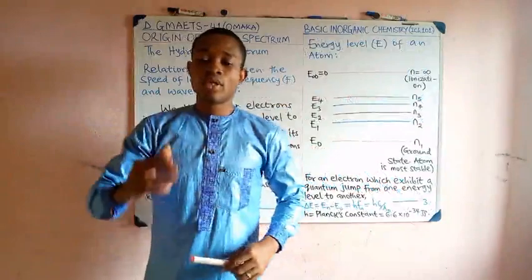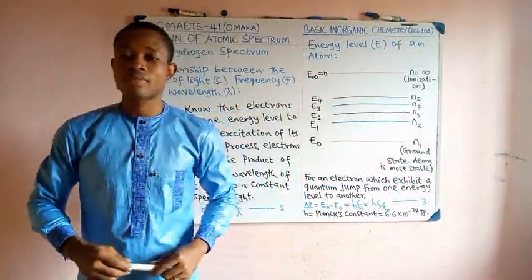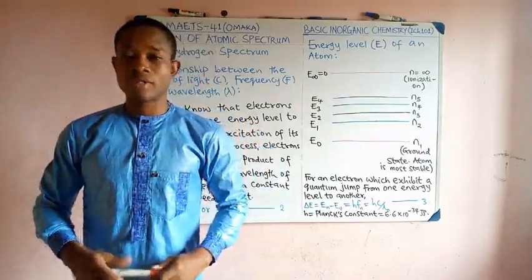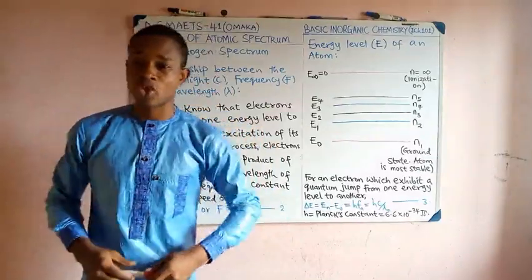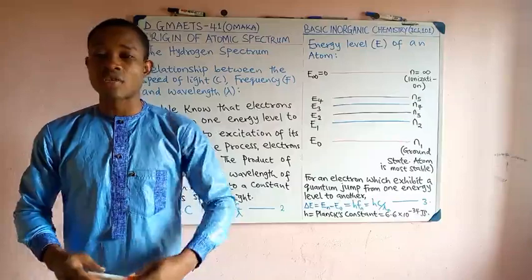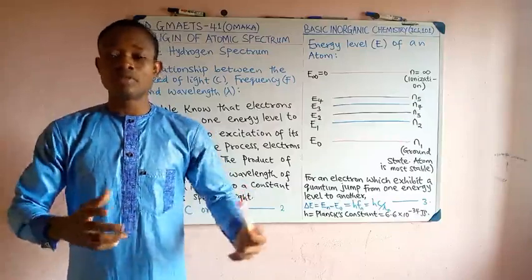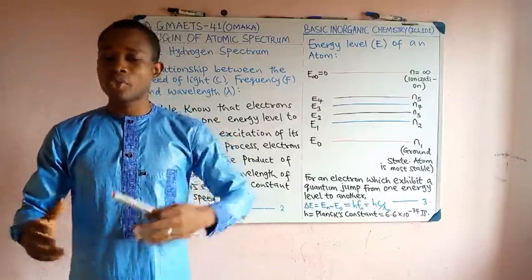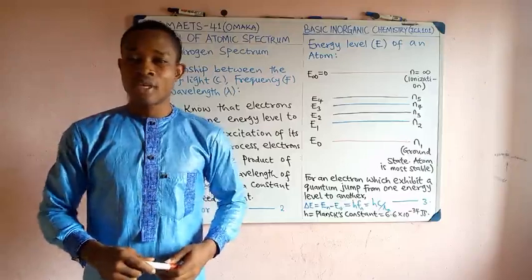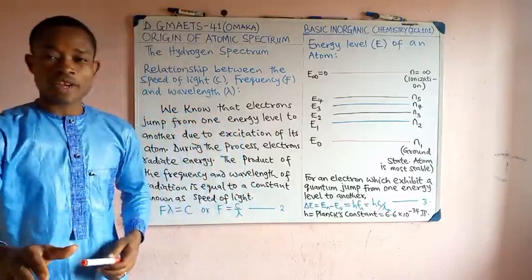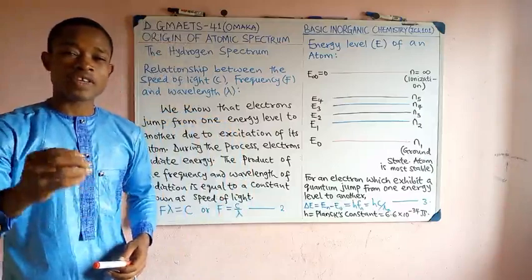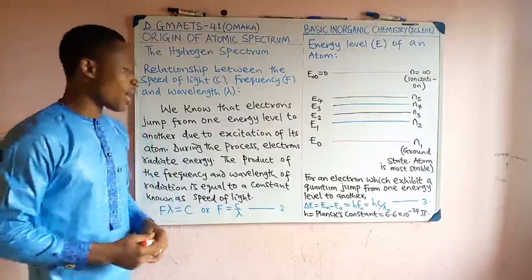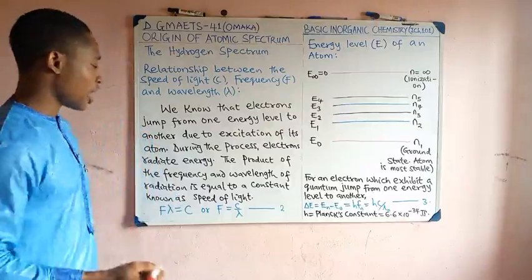In this video, we want to look at the relationship between the speed of light, the frequency, and the wavelength of radiation. It's a known fact, as we've explained previously and severally, that when atoms are excited, their electrons move from one energy level to another. So once this happens, there is this relationship between the frequency, wavelength, and speed of light. It has been found that the product of wavelength and the frequency of a given radiation is equal to the speed of light, which is 3 times 10 raised to the power 8 meters per second.